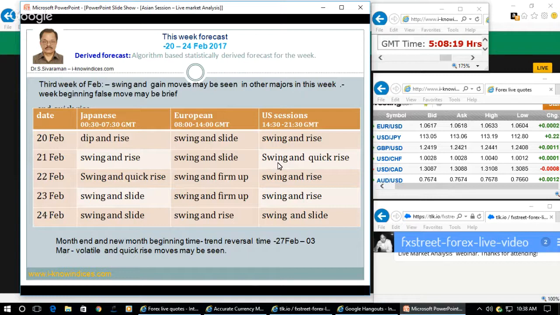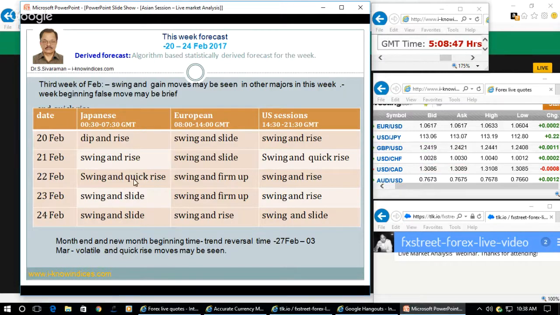So watch for such quick moves, and during the drop you buy and book profit during the quick rise. There could be a spike happening during that time. Then on the 22nd, they could make a further quick rise in the market during the Japanese session and then continue to firm up and rise. And after gaining the level, they are expected to make some profit booking move.